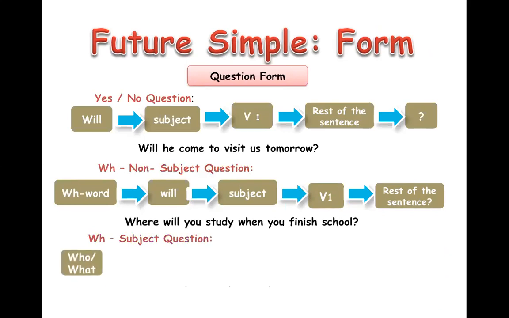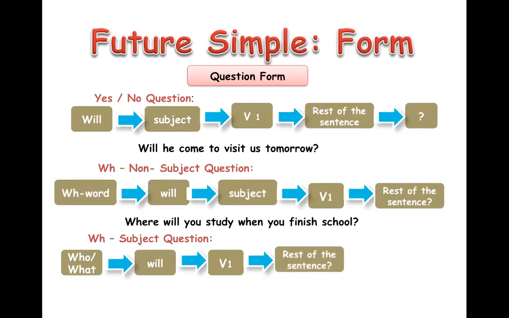WH questions. What or who? Will, verb. Look that the verb comes before the rest of the sentence, and there isn't a subject. Why? Because you don't know who is the subject. To use who or what, you don't know the subject. So you use only will, verb, and the rest of the sentence. Who will come to help him?